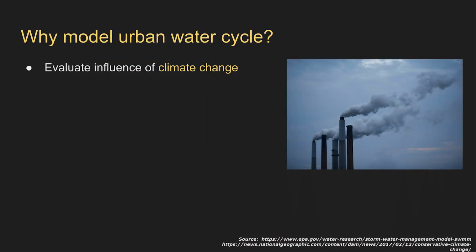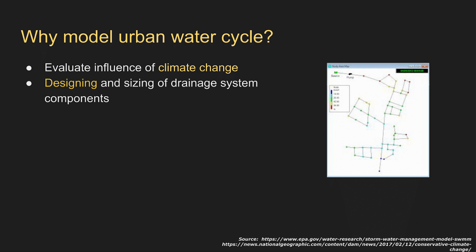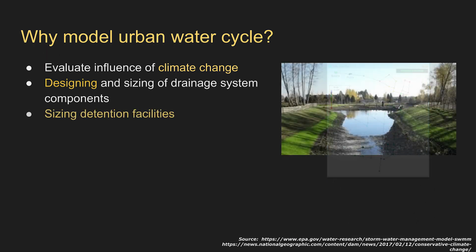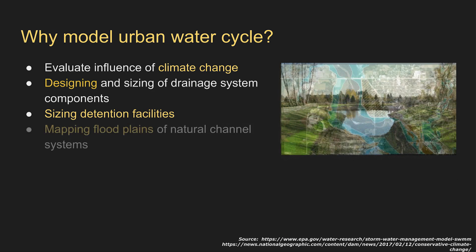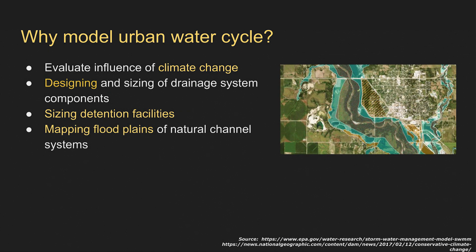So why should we model the urban water cycle? Well, first of all, to see how climate change is having an impact on cities. It allows us to design better sewer networks and better water distribution networks. It also allows us to design facilities to mitigate climate change and flooding. It also helps us understand how different areas in a certain city are going to be affected by a given storm of a given return period.